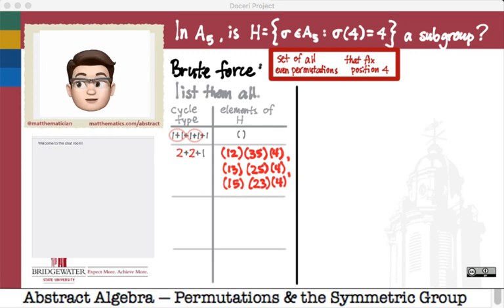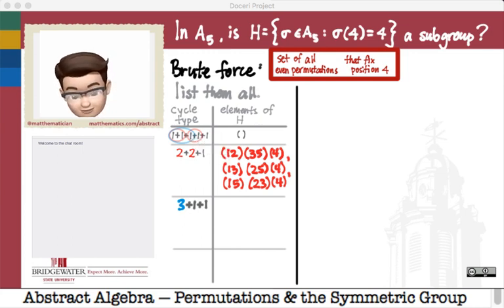So there are 3 elements that have the 2, 2, 1 cycle type. Those are going to be elements of H. All right, what's the next cycle type? Well, what about a 3 cycle and 2 objects being fixed? Well, that's going to be an even permutation also, because every 3 cycle is the product of 2 transpositions also.